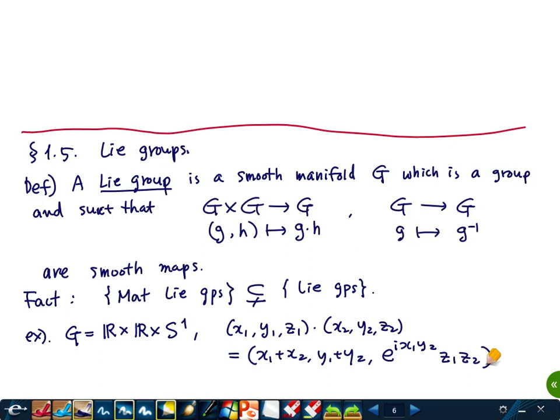You can see that it satisfies all the axioms for a group. And smoothness of these two maps is easy to see. So this is a Lie group. But it turns out that it's not a matrix Lie group. As you can see, the multiplication is defined in a strange way. So we will not be interested in Lie groups like this. We will only be interested in matrix Lie groups.